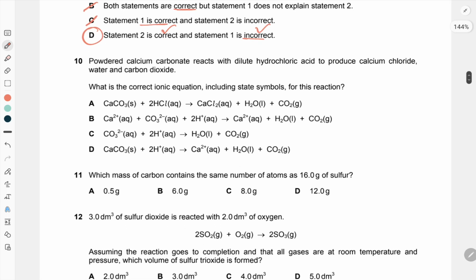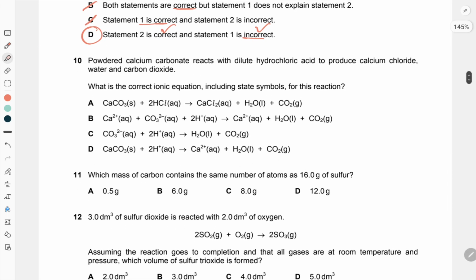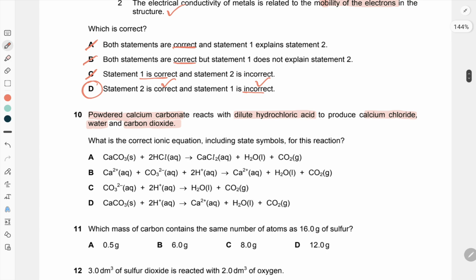Next question, question number 10. Powdered calcium carbonate reacts with dilute HCl to produce salt, water and CO2. This is an acid metal carbonate reaction. So let me write the reaction over here. The question is, write the ionic equation. To write the ionic equation, we need to first write the complete equation to understand how we can convert a full equation to an ionic equation.